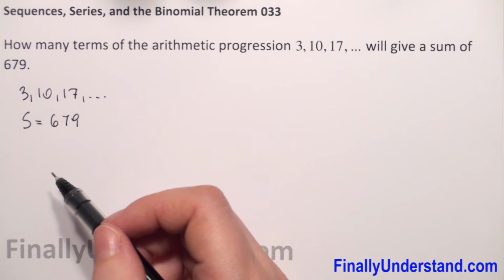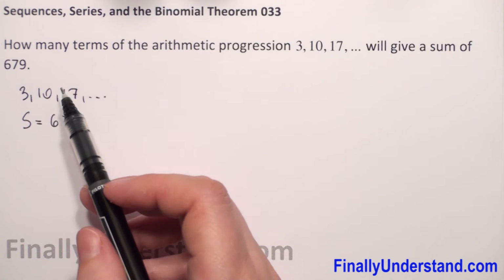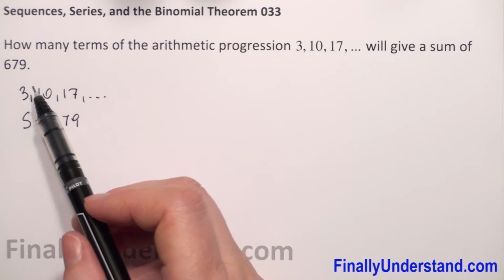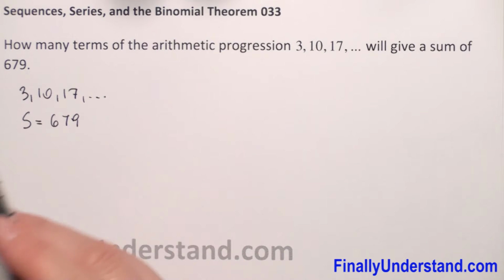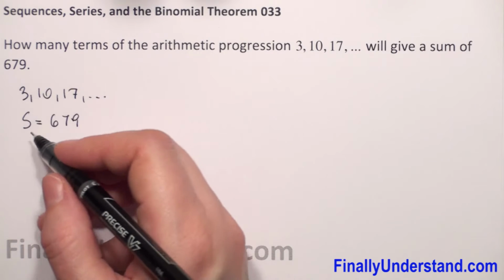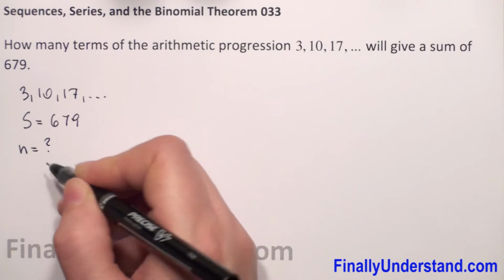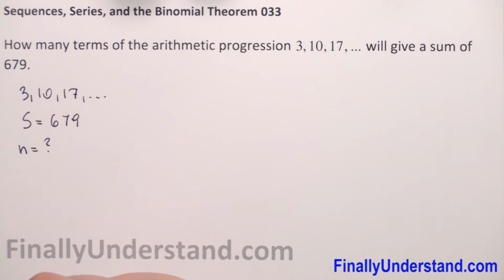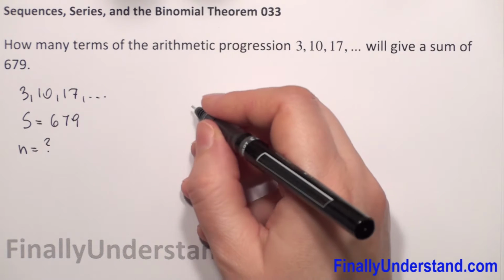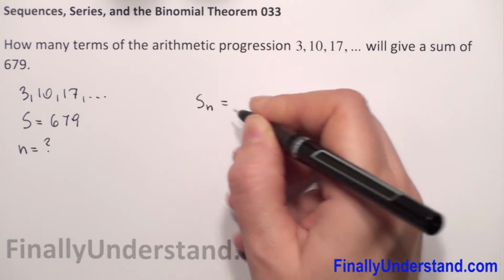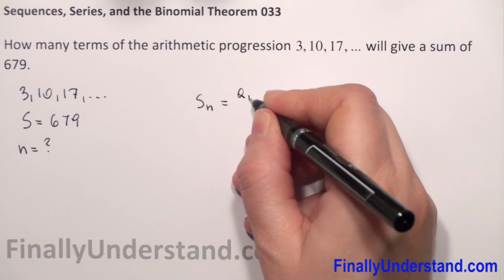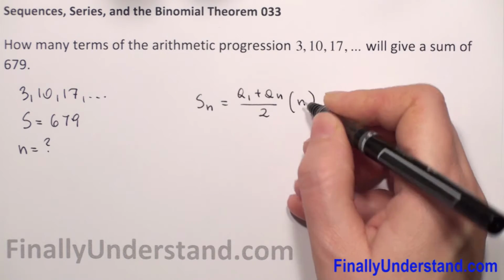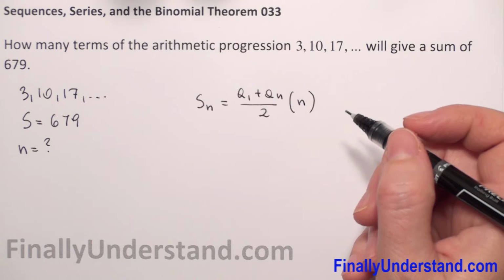And what do we have to find? We have to find how many terms of the arithmetic progression give us the sum 679. So the unknown is n. We have to find how many terms. So let me remind you the formula for the sum of n terms of an arithmetic progression: a1 plus an over 2 times the number of terms.